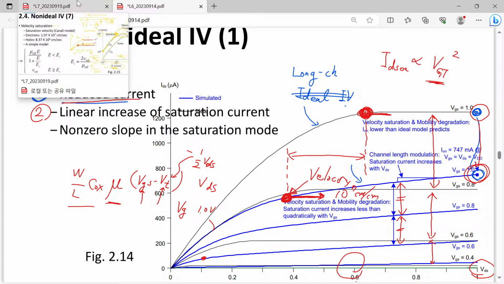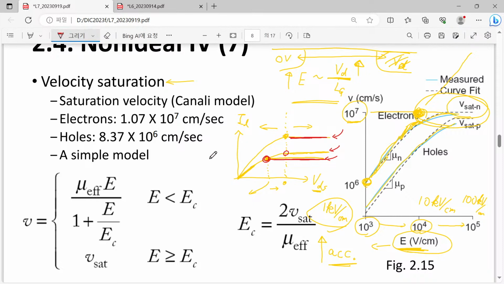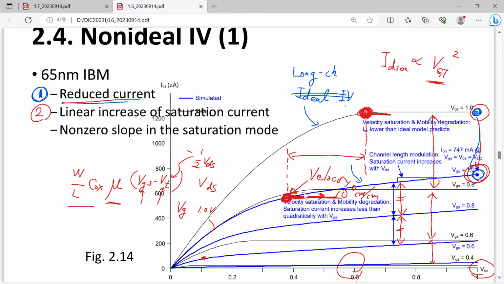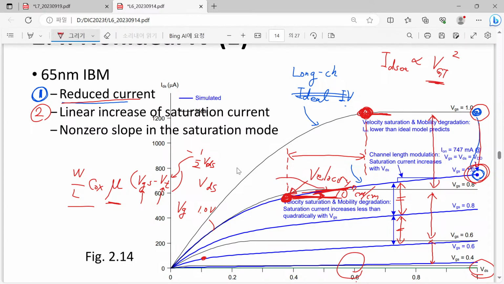Oh, that is a good question. Thank you. However, that is also another topic. We will discuss it later. If we have only velocity saturation, then there will be just a perfectly flat line. But you know that here we have a finite increase of current, and this is related with the so-called channel length modulation effect. We will talk about it later.